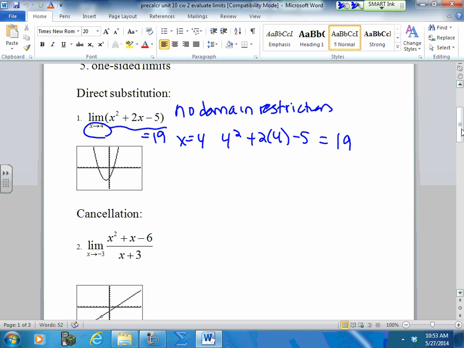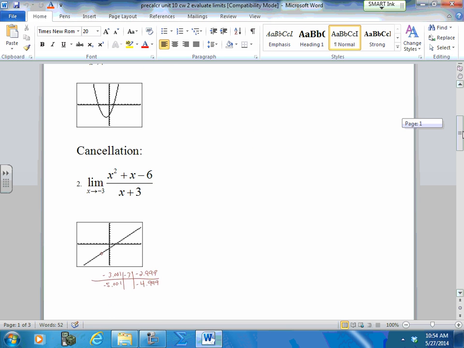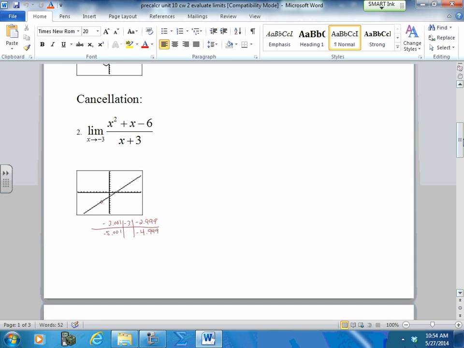So one good thing to do is to put it in perspective. Figure out what does this function look like, a parabola. Put it in your y equals. That's always a good thing to do. And you kind of get a feel for what's going on. So our first one is direct substitution. Good? Stop me if you have any questions. And we looked at your graphs, and we saw that on your graphs on Friday.